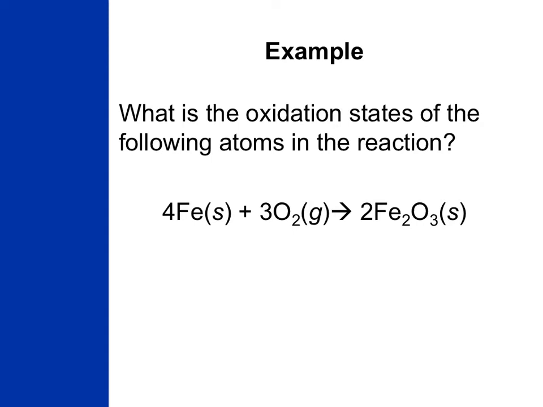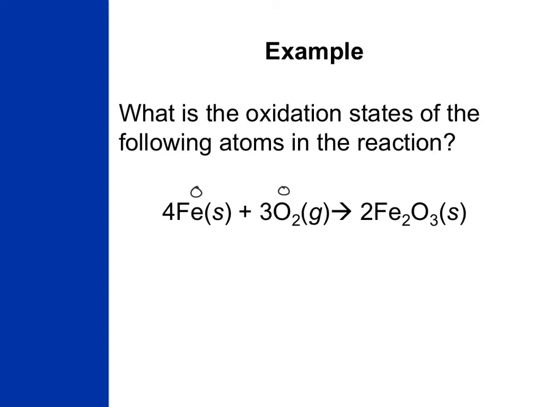What are the oxidation states of the following atoms in the reaction? We have the balanced chemical reaction. Iron metal reacts with oxygen gas to form iron(III) oxide. We can see that we have iron metal, which is in its elemental state, so its oxidation state is 0. Oxygen gas is a diatomic species in its elemental form, so it's also going to have an oxidation state of 0. Now, if we look at iron(III) oxide, this is a compound with an overall charge of 0.